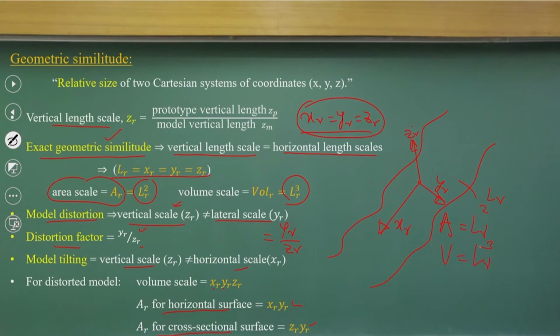But in case you are using XR, YR, ZR that are different in a distorted model, then your area will be different depending upon whether it is a horizontal surface or the cross-sectional surface. In the horizontal surface, you will have XR and YR, and in the cross-section surface, you will have ZR, YR. The volume will be XR, YR, ZR. So please give attention to these ratios.